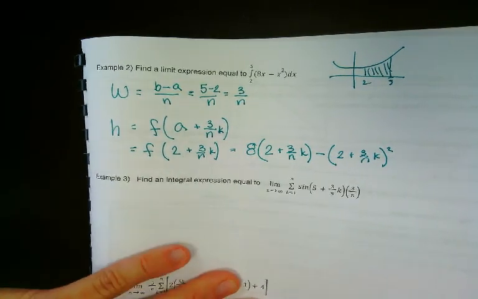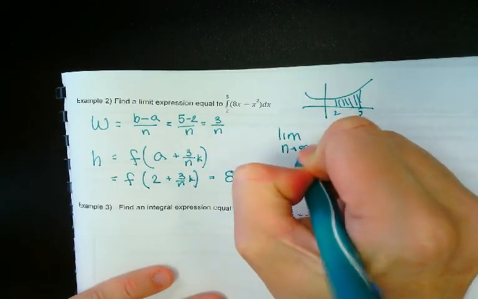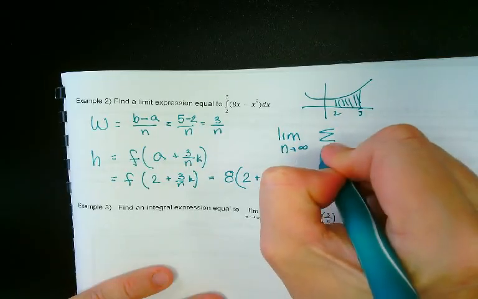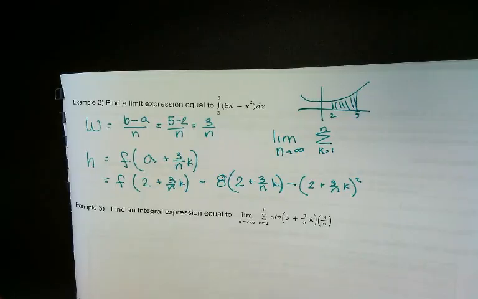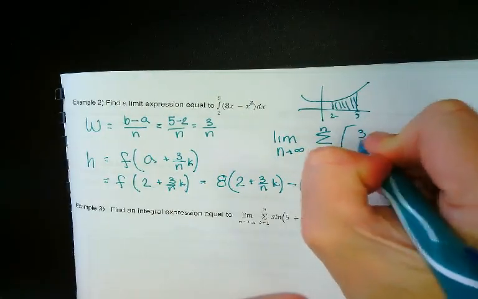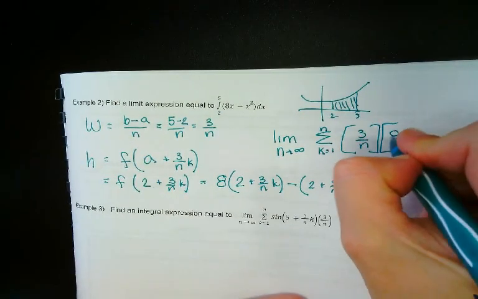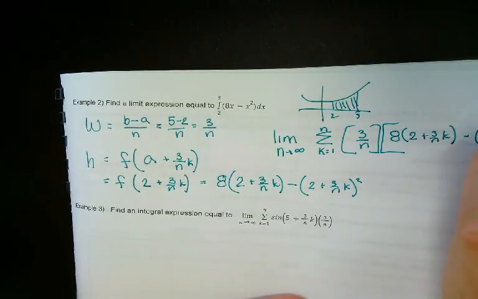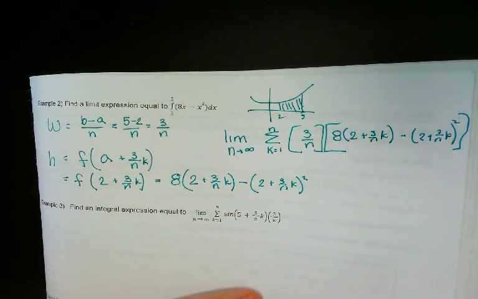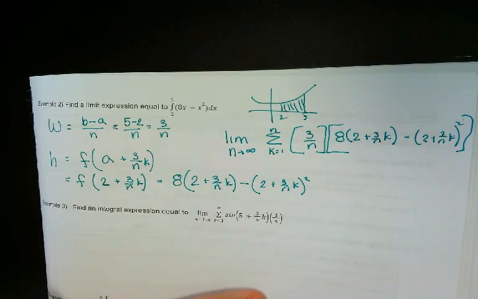And once you get those two, now you just put the formula together. So again, it's the limit as n approaches infinity. We want to add up from k equals 1 to n. And it's really just the width times the height. My width was 3 over n, and the height is just this lovely answer: 8 times (2 plus 3 over n k) minus (2 plus 3 over n k) squared. And again, if I didn't see that as a choice, I would multiply in here and clean up, but hopefully they don't mess with you too bad.